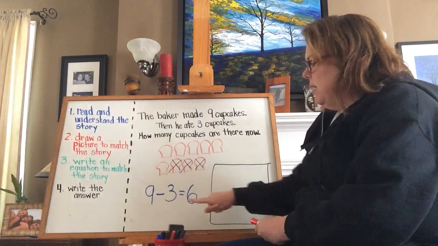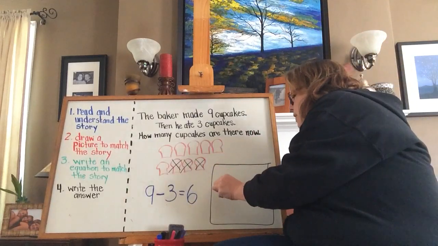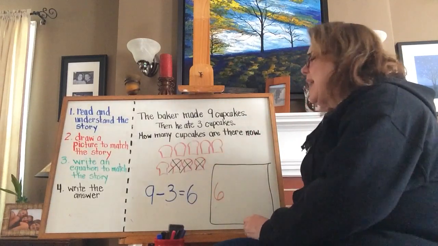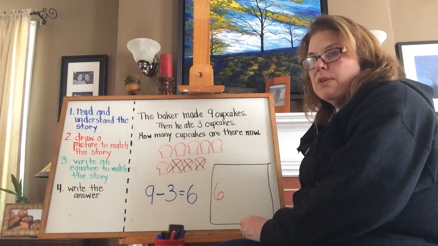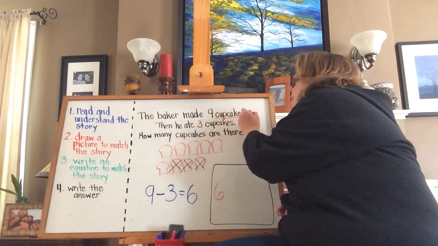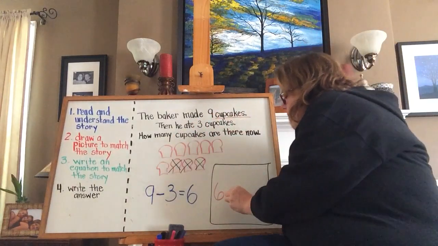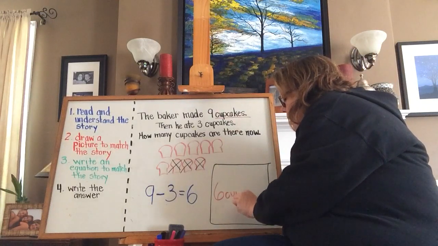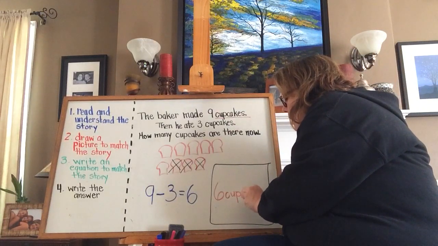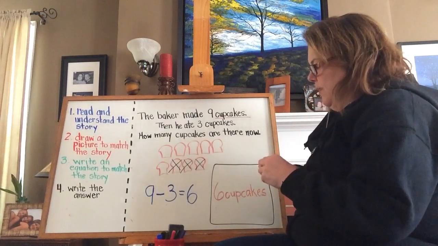So our answer is 6. There are 6 cupcakes left. So I'm going to write the number 6. And then I want to write cupcakes. And if I don't know how to spell cupcakes, it's in the story. So I'm going to go right here to cupcakes and just copy it. It's right here in the story. So 6 cupcakes. That's how many were left.